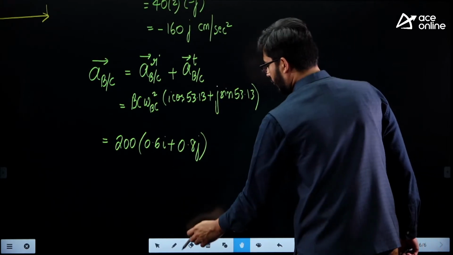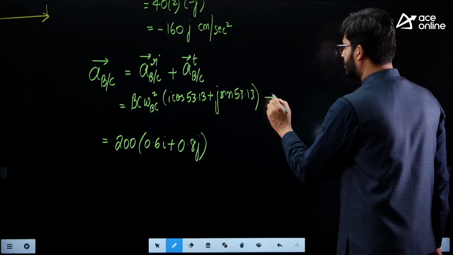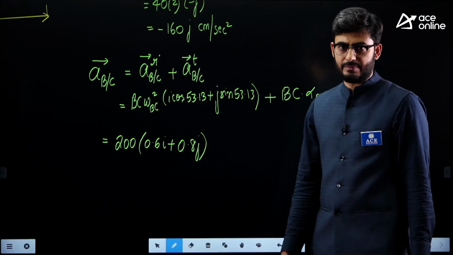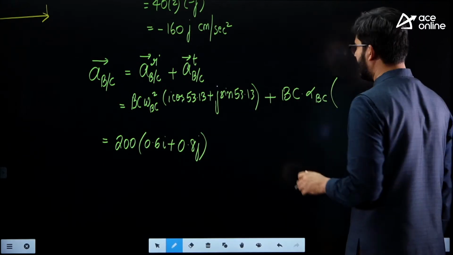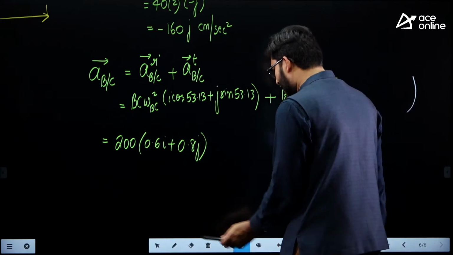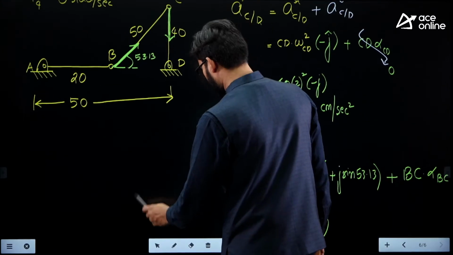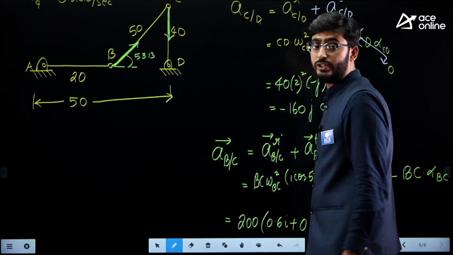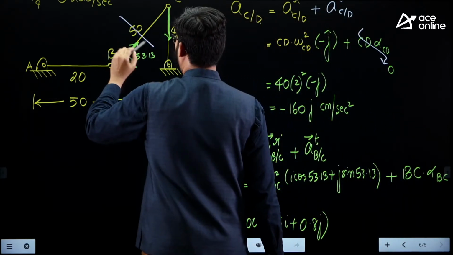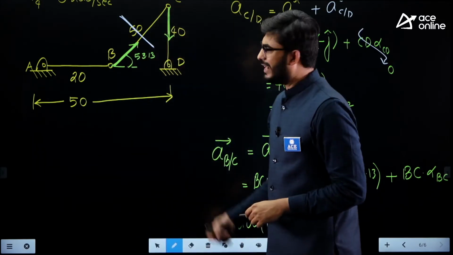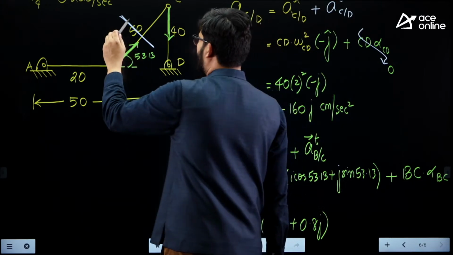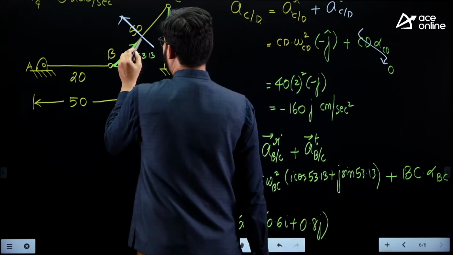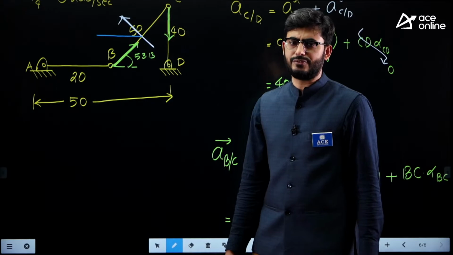Similarly, I need to write the vector for tangential acceleration. This will be written as BC into alpha BC. The direction of tangential acceleration is not known to me, so I have to assume. But I know one thing: the tangential acceleration will be perpendicular to the link. So I will assume that alpha of the link is in the second quadrant. My assumption can be false also, and if it is false, it will be reflected by a negative sign, guys.